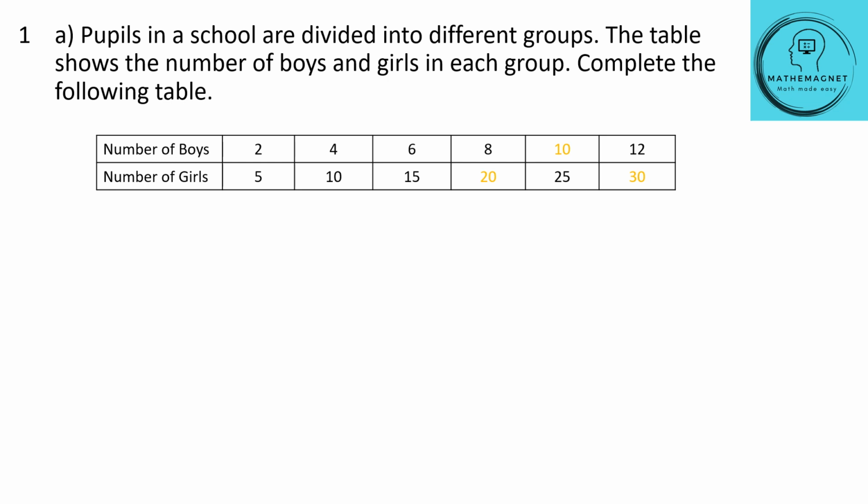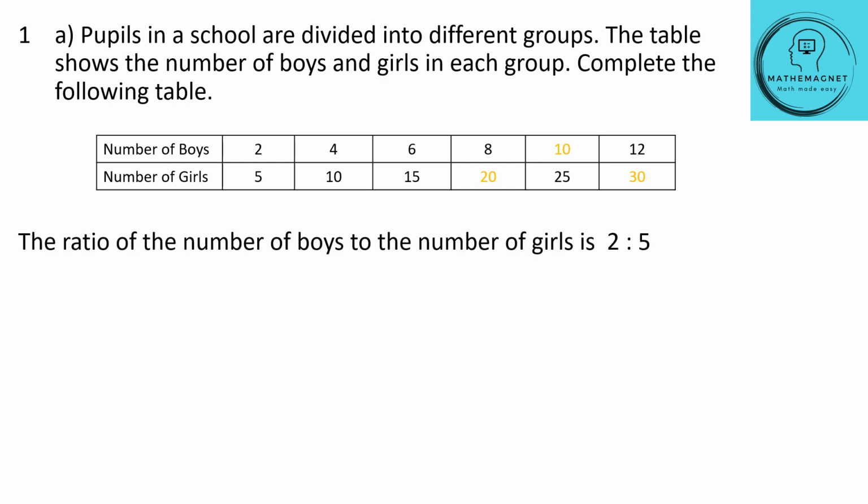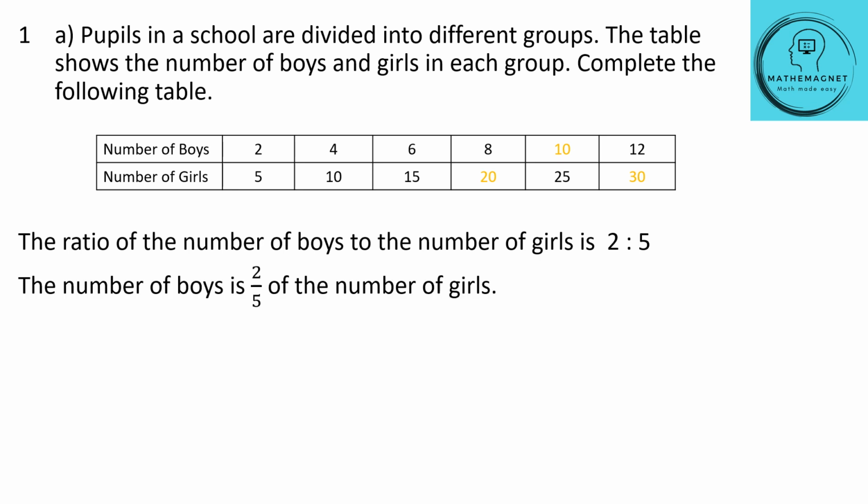If we see here, it is a multiple. If you see the number of boys, it is a multiple of 2, right? 2, 4, 6, 8. So the missing value will be 10. Same way over here, the number of girls will be 5, 10, 15 and 20, because it is forming multiples of 5. And here the missing value will be 30, because the ratio will be maintained the same. Now the ratio of number of boys and number of girls is 2:5. The number of boys is 2 by 5 of the number of girls.